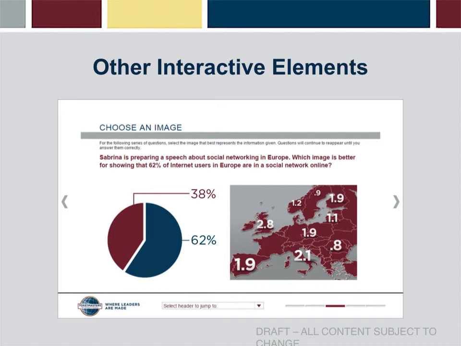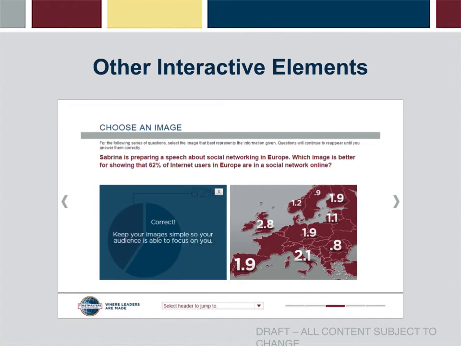And finally, on the screen, you answer the question posed by selecting the appropriate image. So, when showing that 62% of internet users in Europe are on a social network online, you'd select the image on the left as your answer. As you can see, there are many new different ways for the content to be portrayed.